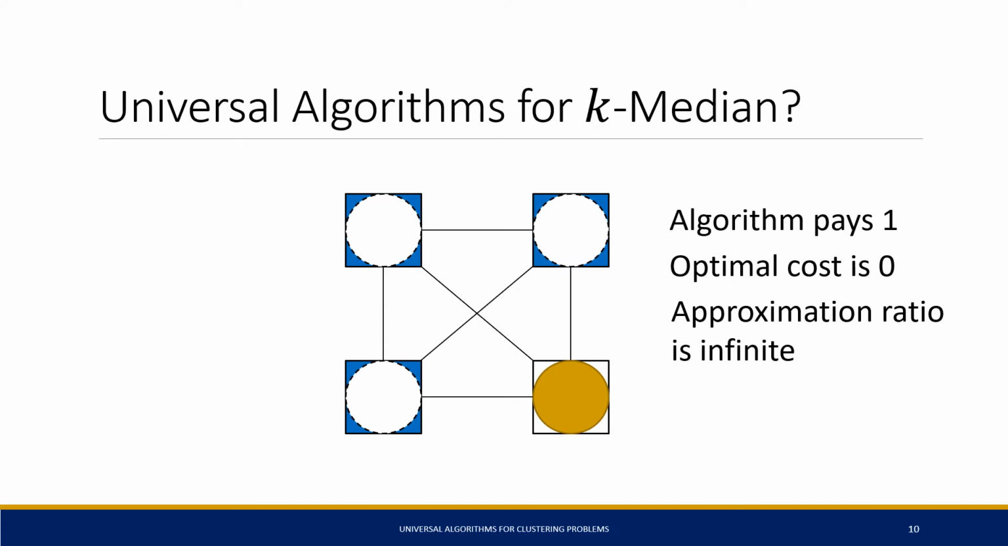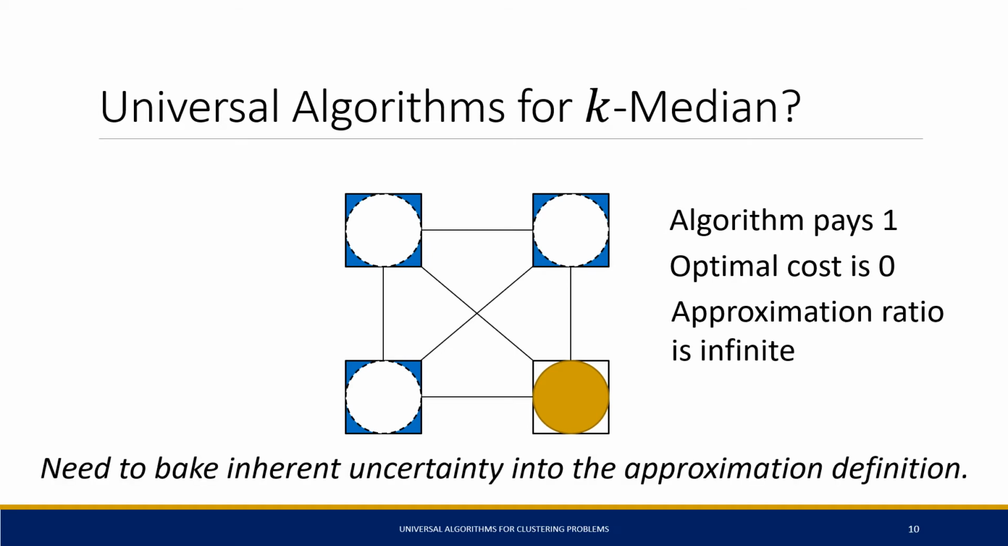And again, this is as good as we can do for this instance, because basically every solution is more or less equivalent to every other solution. So what this tells us is that if we really want to understand these problems and get useful theoretical results, we can't have this approximation definition that doesn't allow more slack based on the uncertainty in the instance. We need to bake the inherent uncertainty in the instance into the approximation definition.